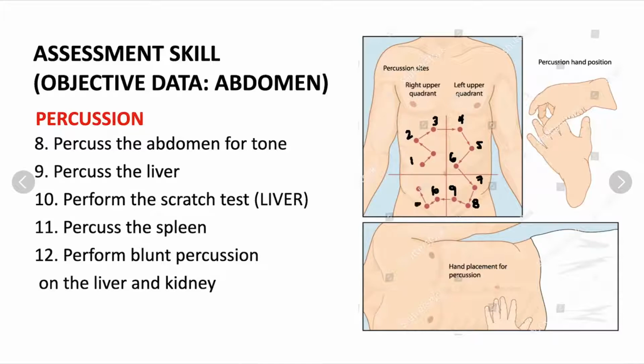Number 9, some parts of your large intestine. And last but not the least would be the upper part of your large colon, which is the end of the transverse colon and the start of the descending colon. Okay, so that's your sequencing on how you would be percussing your abdominal area.